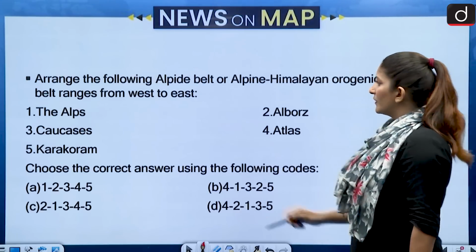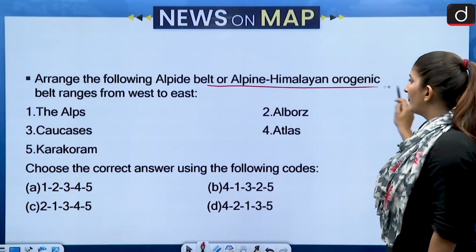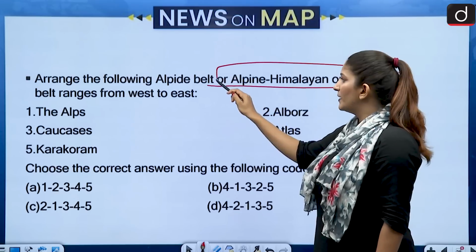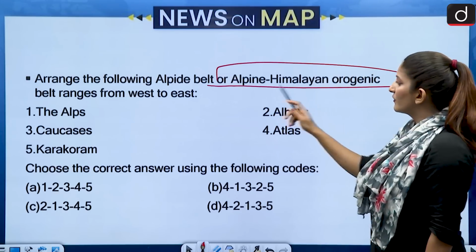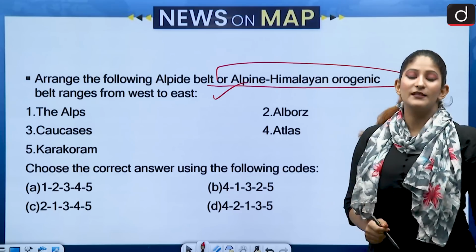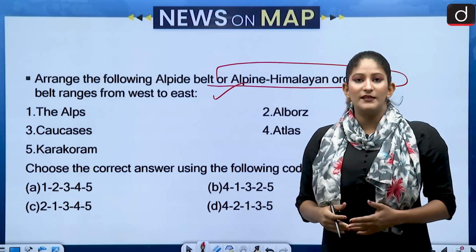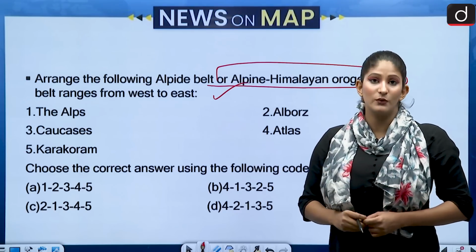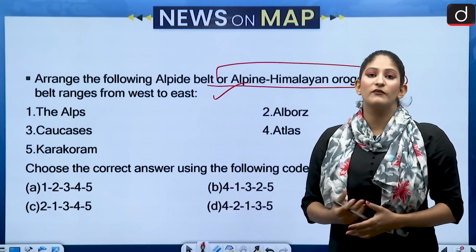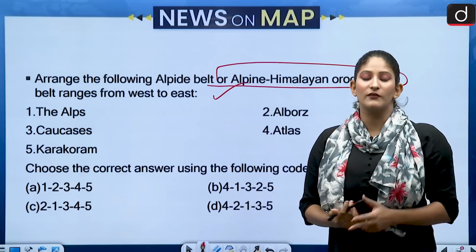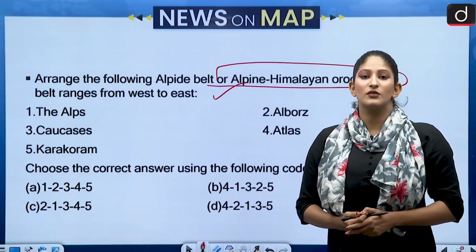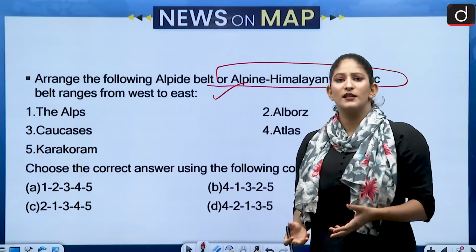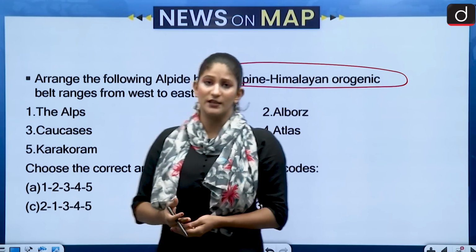So arrange the following ranges of the Alpine or Alpine-Himalayan orogenic belt from west to east. The Alpine belt is basically a belt that is orogenic and seismic. It is very active with respect to earthquakes, second after the Pacific Rim, which is also known as the Ring of Fire because it contains highly seismic and volcanic zones.